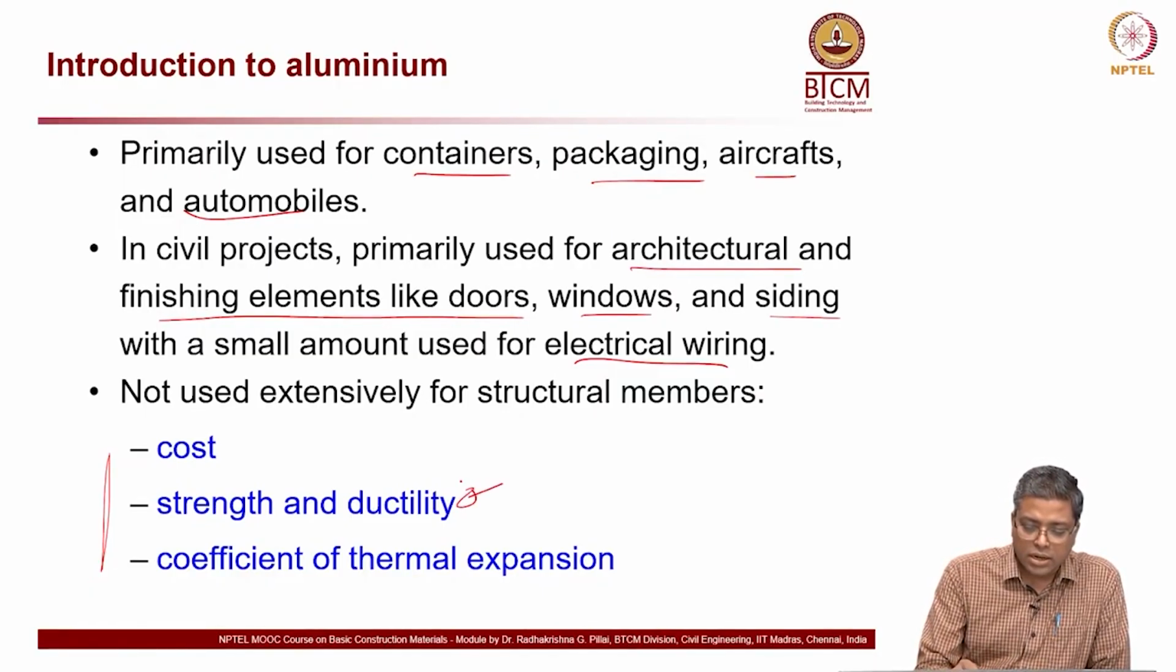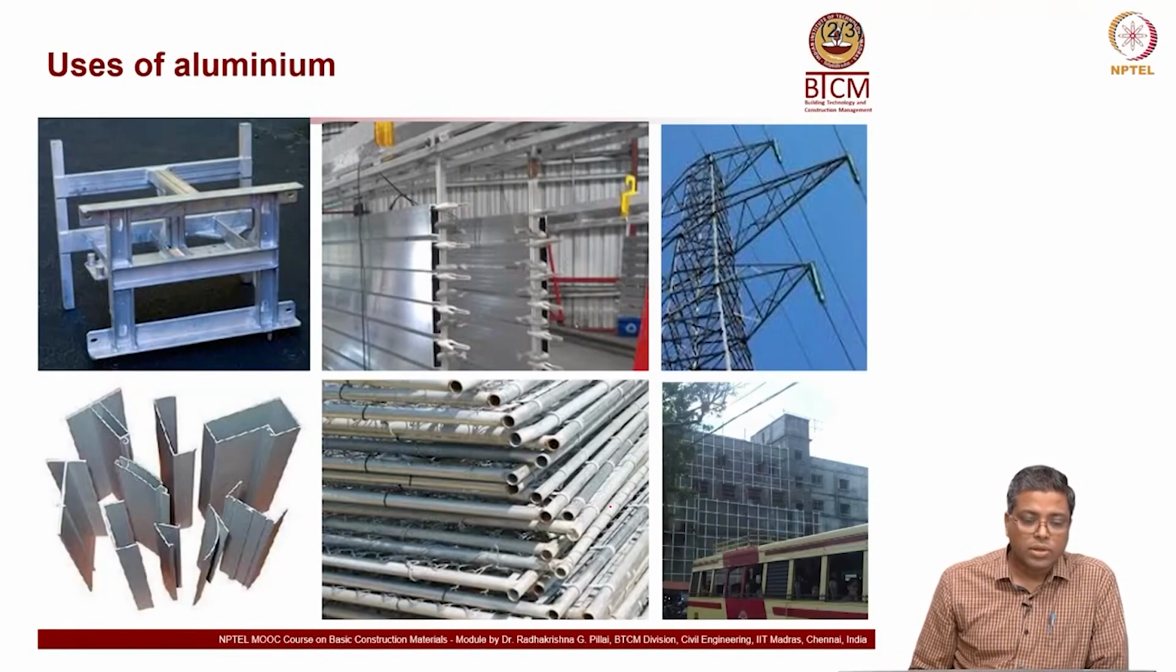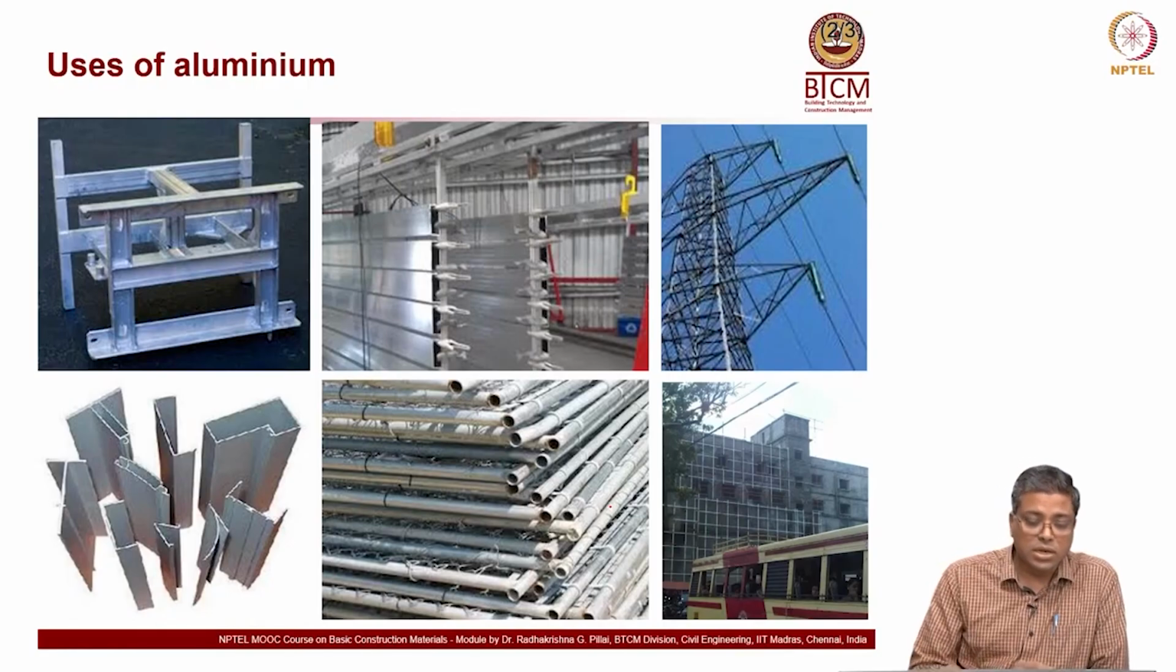And strength and ductility, strength is not as high as steel. Okay. Ductility, elongation wise, yes, but because strength is not that high, it has a big limitation when it comes to structural elements. And coefficient of thermal expansion is also another reason why we cannot really use it in concrete, etc. Now, these are some examples to show you where aluminum is used in civil engineering construction.